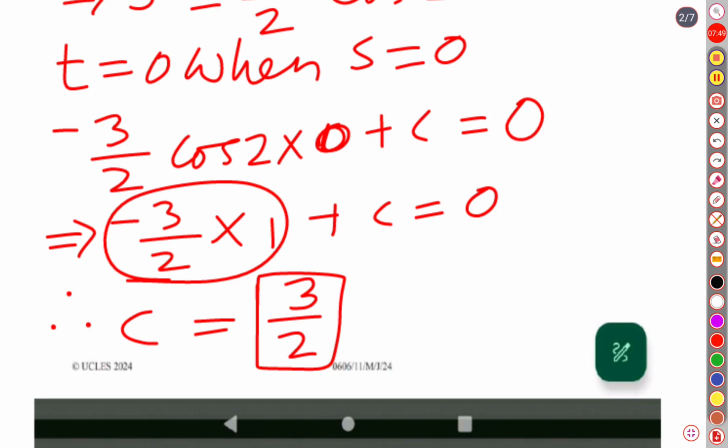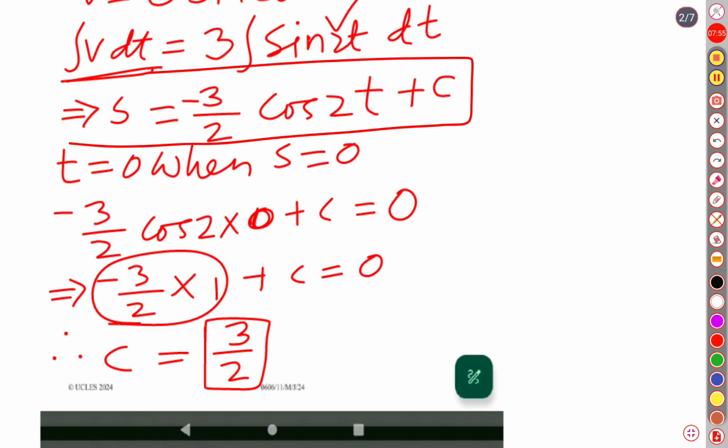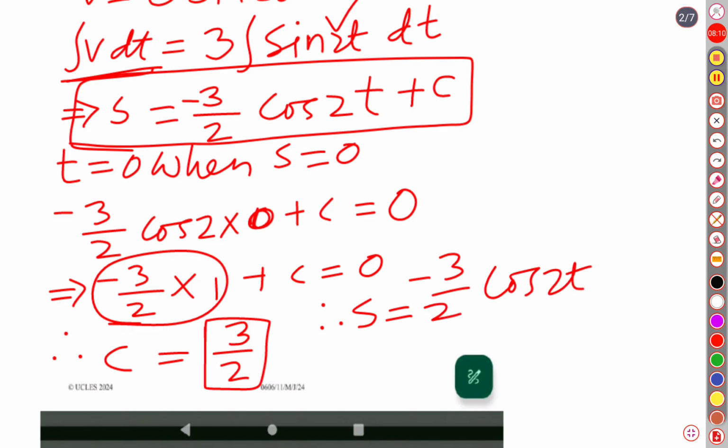What was our displacement expression? Hence s is equal to negative 3 over 2 cos 2t plus the constant value we have obtained, 3 over 2. So this is the expression they asked for.